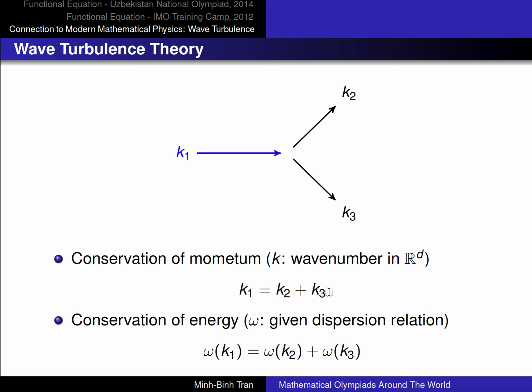But in this, we also have to have the conservation of energy. If I denote omega to be the dispersion relation, which is a function of the wave number, then I also have the conservation of energy. So in general, I'm going to have the system of two equations: k1 is k2 plus k3, and omega(k1) is omega(k2) plus omega(k3). Omega is then a function of the wave number k.